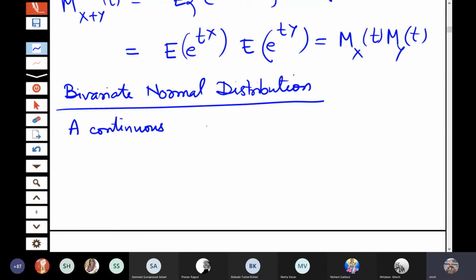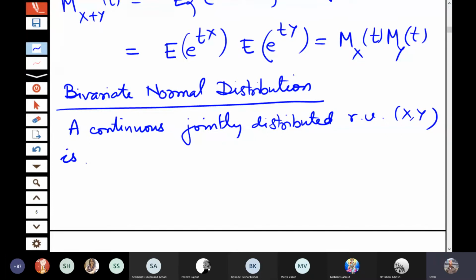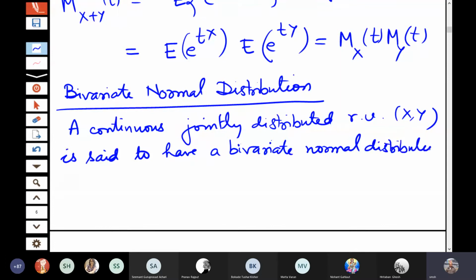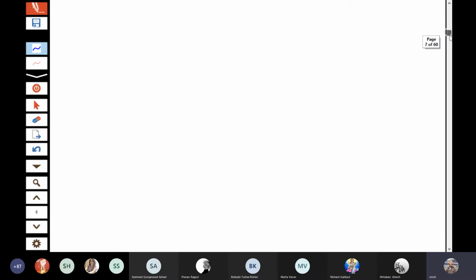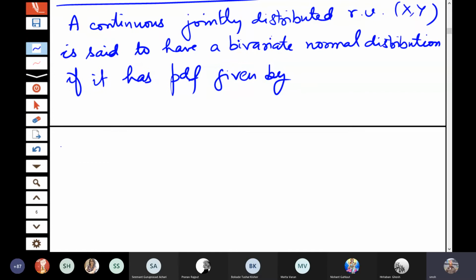A continuous jointly distributed random vector (x, y) is said to have a bivariate normal distribution if it has PDF given by 1 by 2 pi sigma 1 sigma 2.